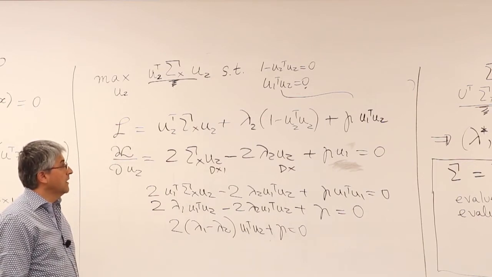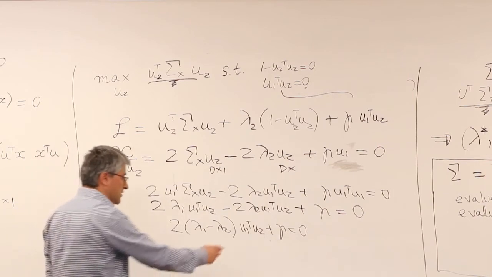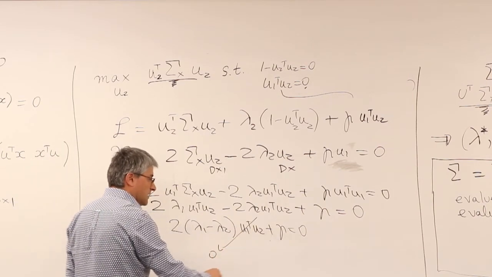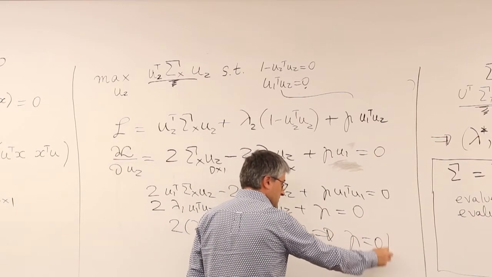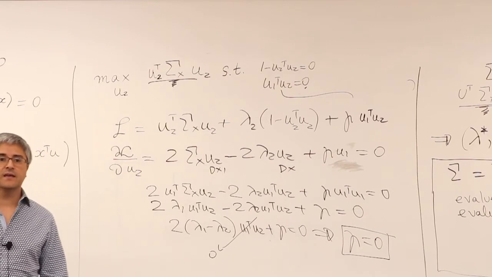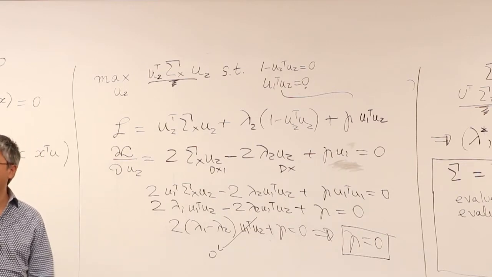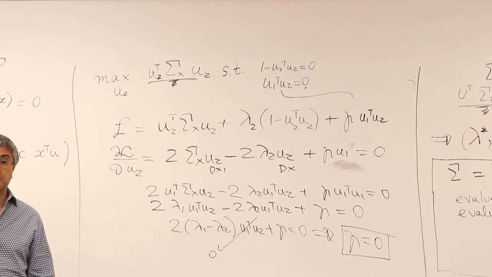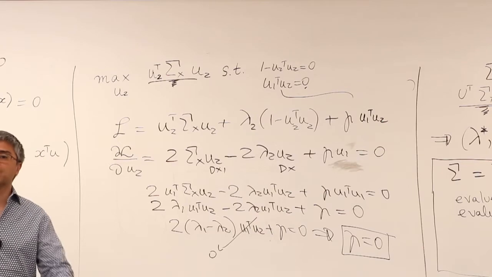Isn't U1 transpose U2 0? But exactly. U1 transpose U2 is equal to 0. So this whole thing is actually 0. So this means that gamma is 0. So yeah, I added an extra constraint of orthogonality and all. But Lagrange tells me, oh, the Lagrange multiplier is 0. So it's as if it was not there.